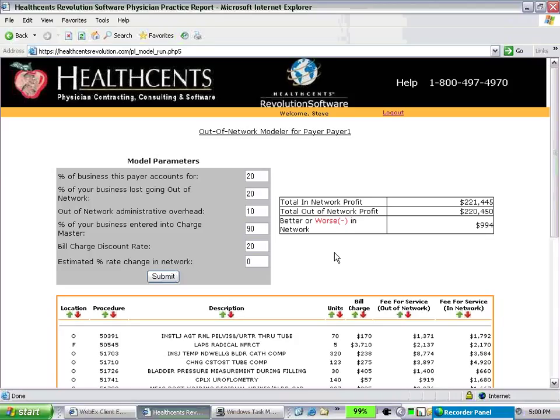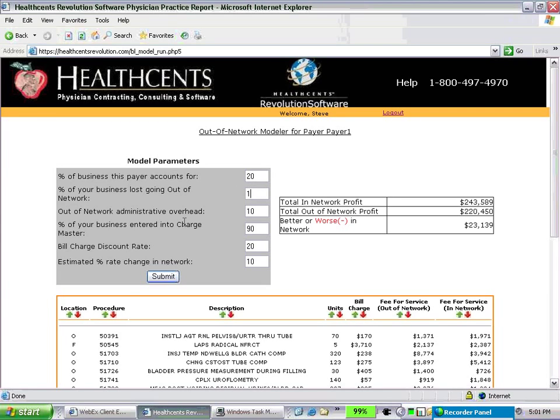And that's the wonder of this tool, is it tells us right away that for this particular payer, we estimate that we make $221,000 in network. If we were to go out of network, we'd make almost the same, so we're slightly better off in network. But actually, what would happen, for instance, if we were to, let's say, increase the payment that we receive from the payer? Let's say we got a 10% increase. Well, all of a sudden, we'd be $23,000 better off in network.